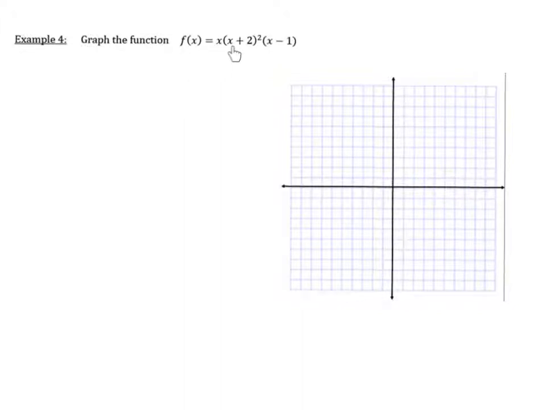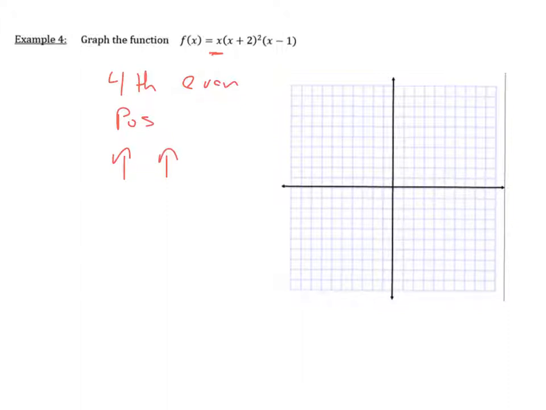So in this guy right here, I got f of x, which is y, is equal to x times an x plus 2 squared times an x minus 1. So as you can see now, I have 1, 2, 3, 4 x's. So this is a fourth power function, which of course is even. And my leading coefficient, you can't see it there because it's 1, so I have a positive graph, so I know my end behaviors are going to be up on the left and up on the right.